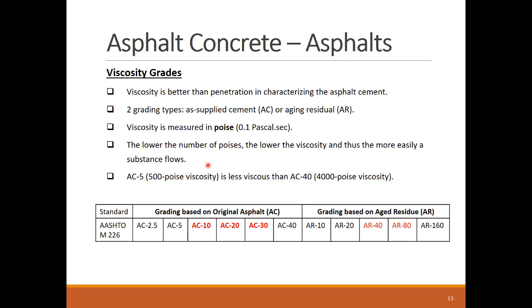Viscosity is measured in poise, where a low viscosity asphalt mix will have a low poise value. The shown table lists the different viscosity standard AC and AR grades, which communicate the poise required values for the different mixes. For example, AC 5 mix is less viscous than AC 40 mix. The most commonly used asphalt mix grades are AC 10, 20, 30, and AR 40 and AR 80.